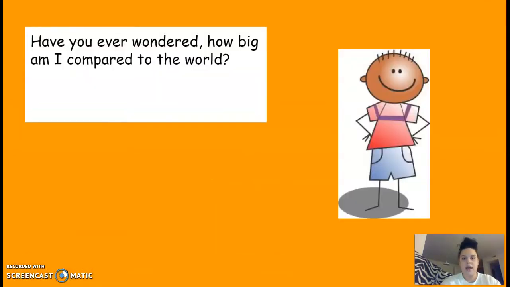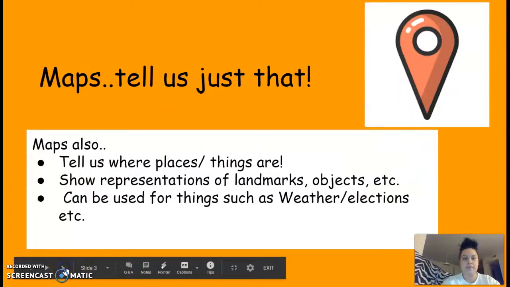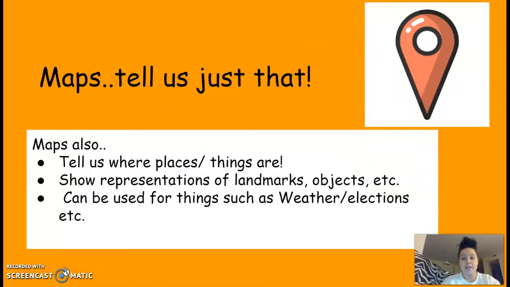So, have you ever wondered, how big am I compared to the world? Miss Carter thinks about that all the time. So let's find out. Maps tell us just that. Maps also tell us where places and things are.